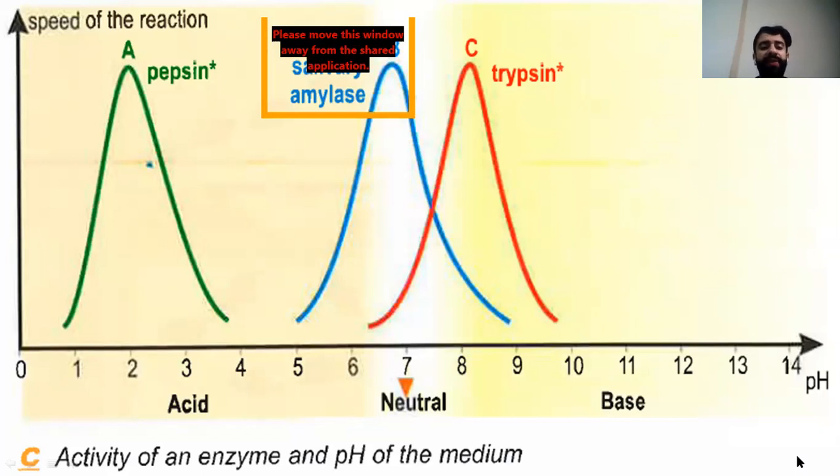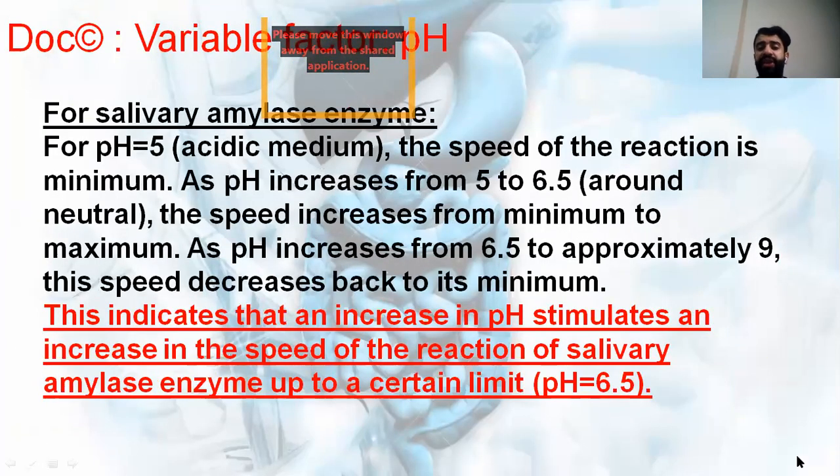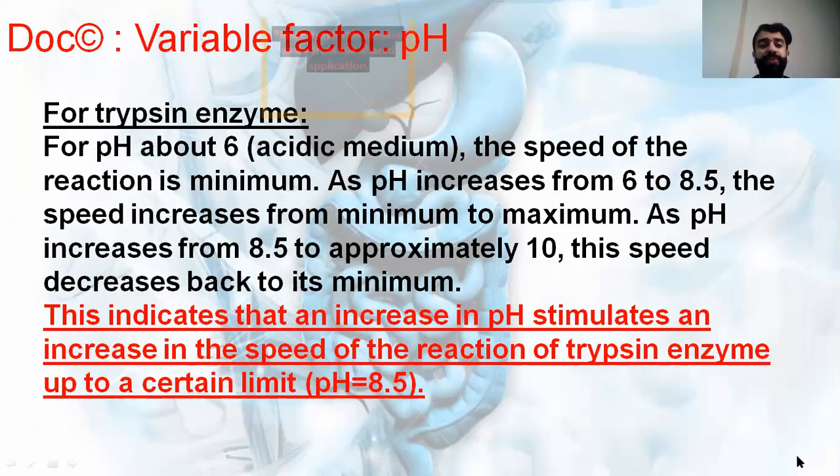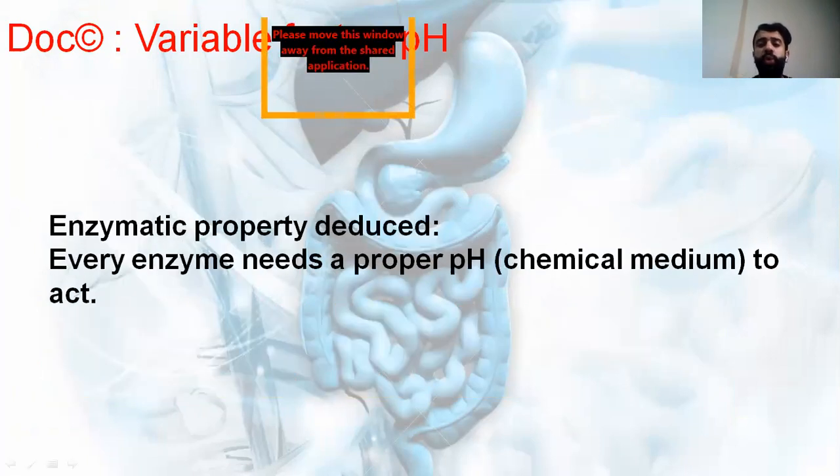So here we have acidic, neutral, and basic. Pepsin works best at an acidic medium, while salivary amylase works best at around a neutral medium, which is 6.5 to 7. However, the trypsin enzyme works best at a basic medium where the pH is greater than 7. So here the enzymatic property deduced is: every enzyme works on a specific pH medium. So I repeat, now we have two different properties for the enzyme.